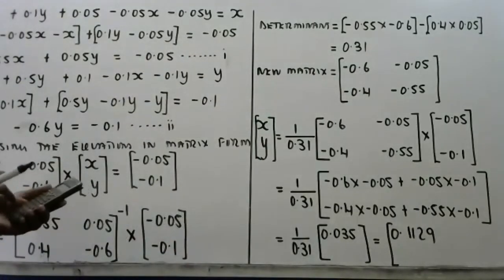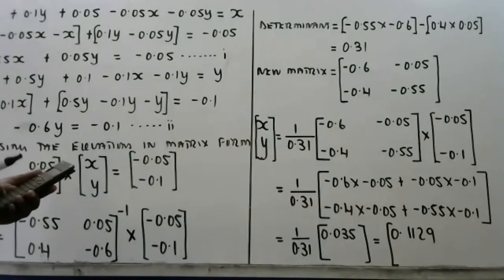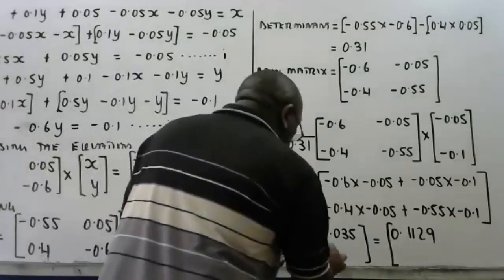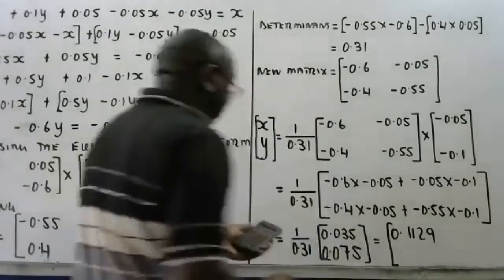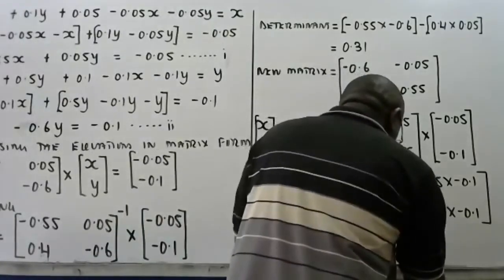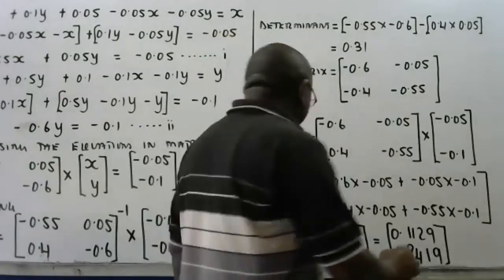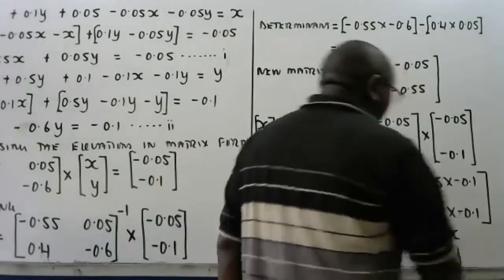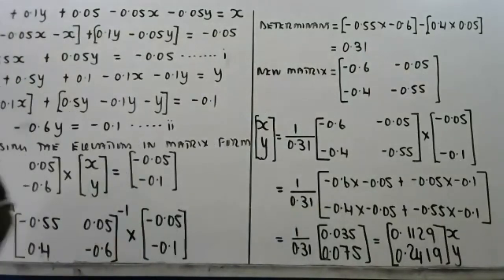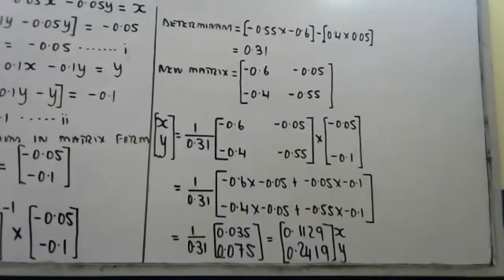Then I take minus 0.4 times minus 0.05 plus minus 0.55 times minus 0.1. I'm getting 0.075. You divide by 0.31. And the answer here is 0.2419. Now remember, this one was X and this is Y.